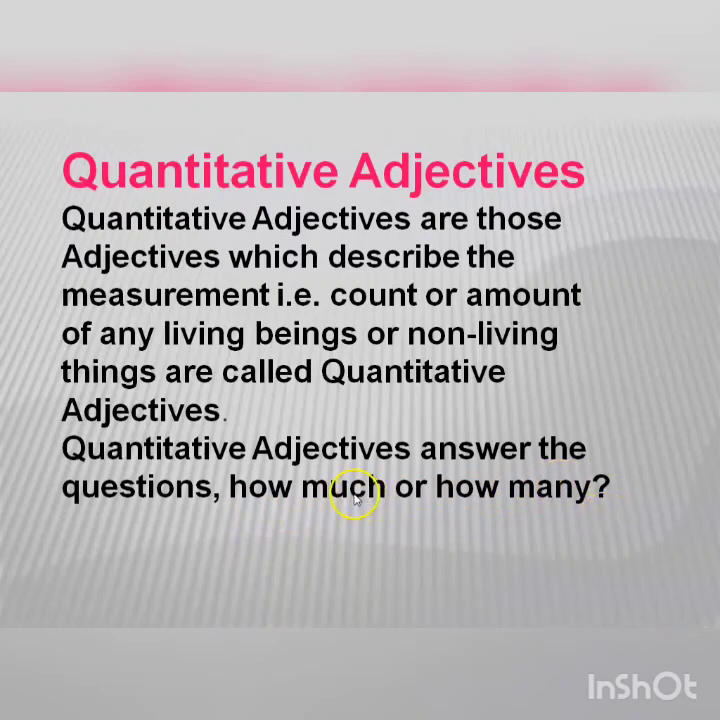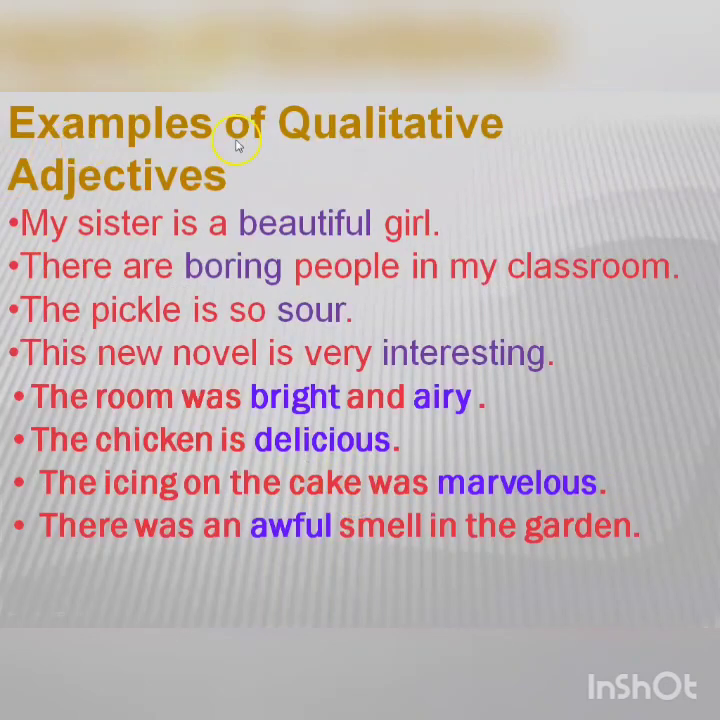Let's see the examples. First we'll see the examples of qualitative adjectives. My sister is a beautiful girl. There are boring people in my classroom. How are the people? What kind of people? Boring people. Okay. The pickle is sour. What kind is the pickle? Sour. So sour becomes the adjective of quality.